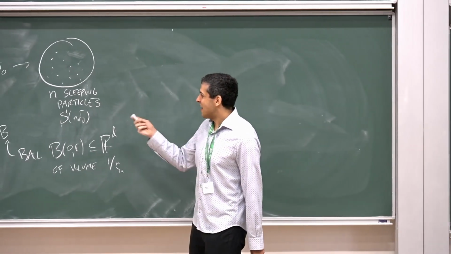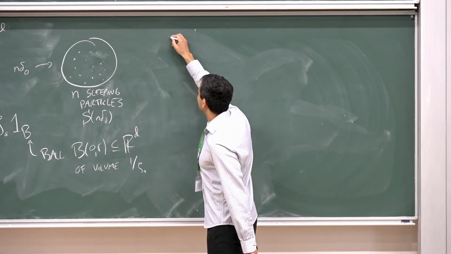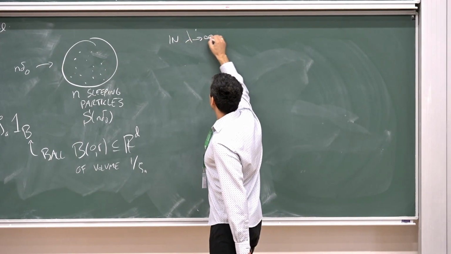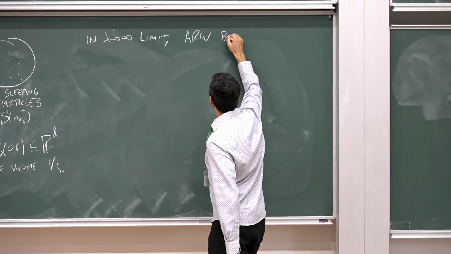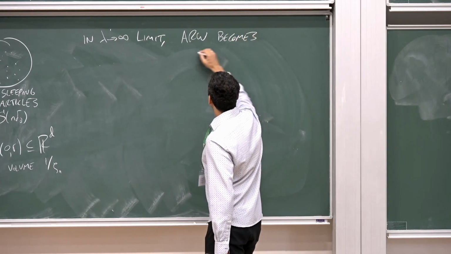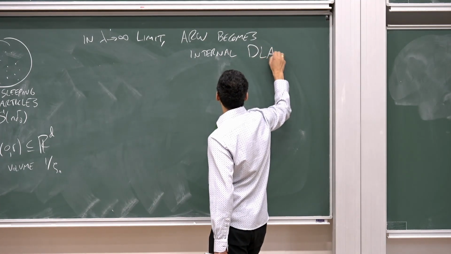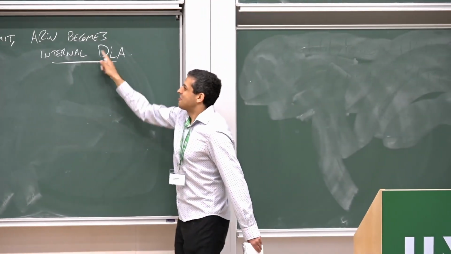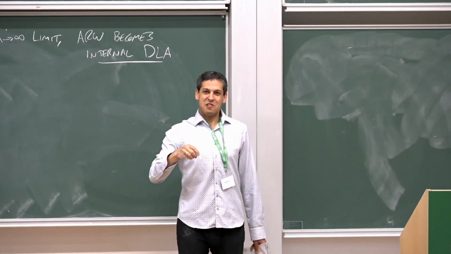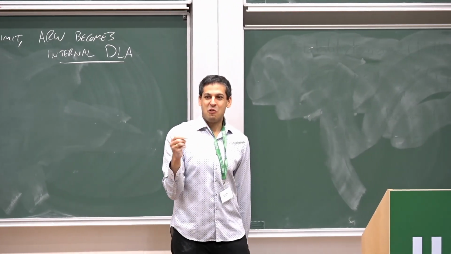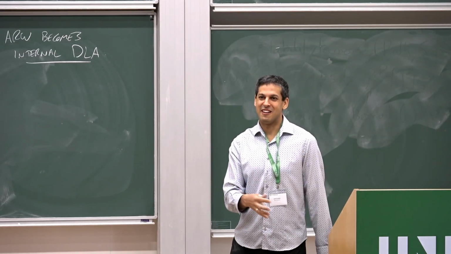And in that limit, as the sleep rate goes to infinity, this process is called internal DLA. I should mention that. So in the lambda goes to infinity limit, activated random walk becomes internal DLA. So what is internal DLA? This is the following process. Start with n particles at the origin in Z^d. Each particle does a simple random walk until it reaches an unoccupied site and then falls asleep there and stays there forever.